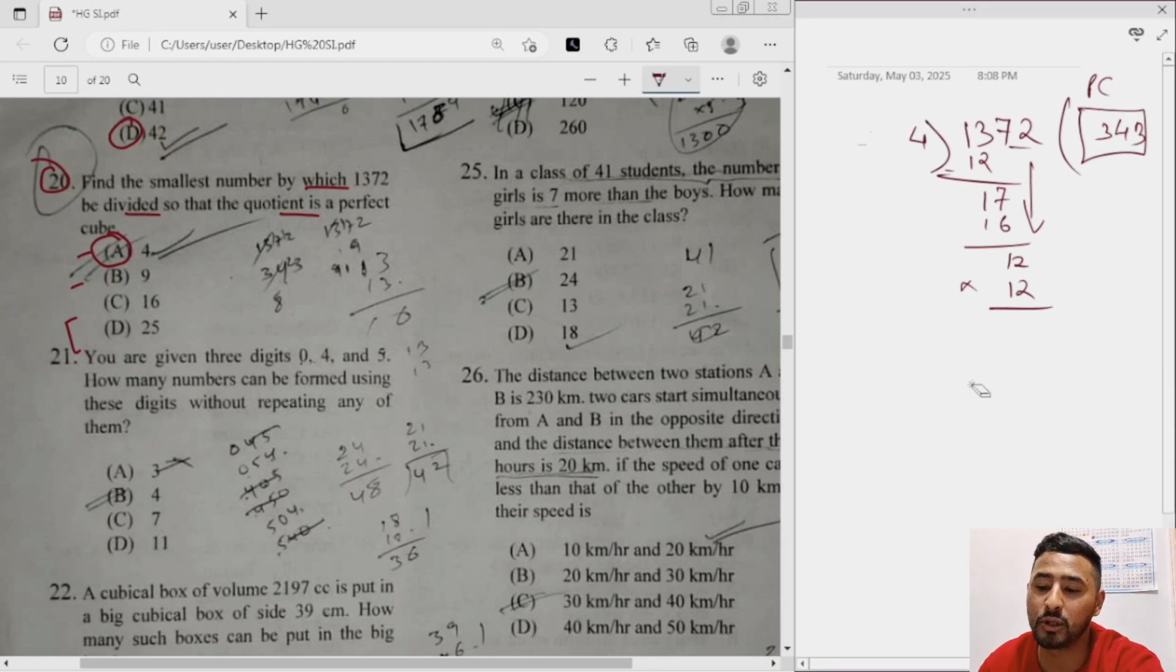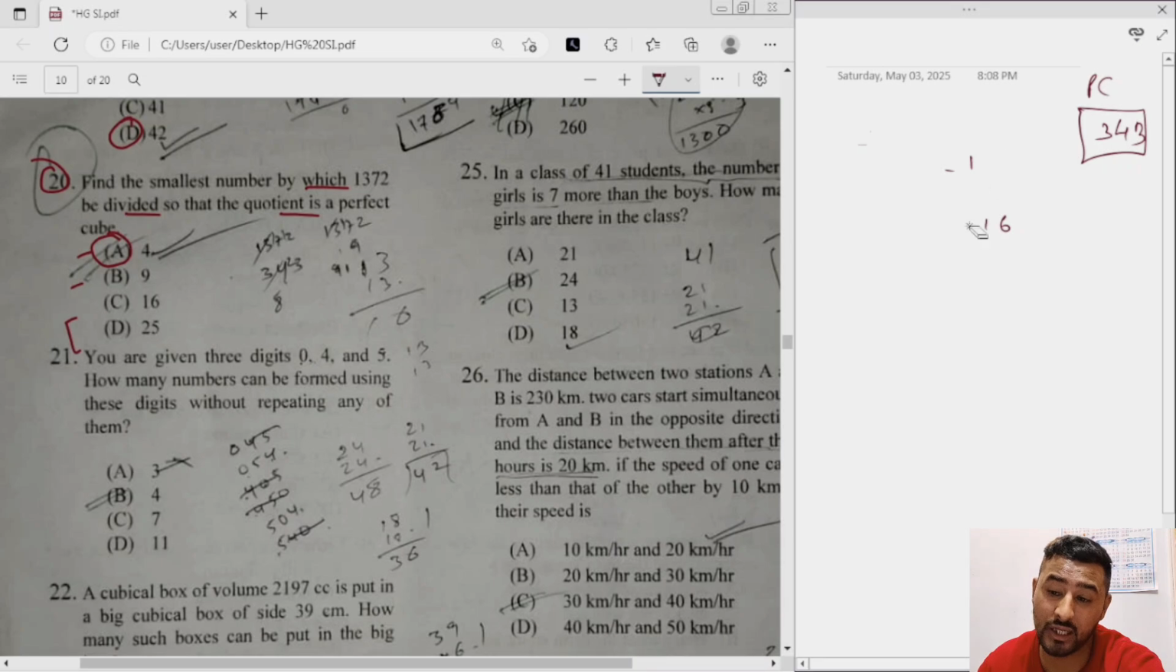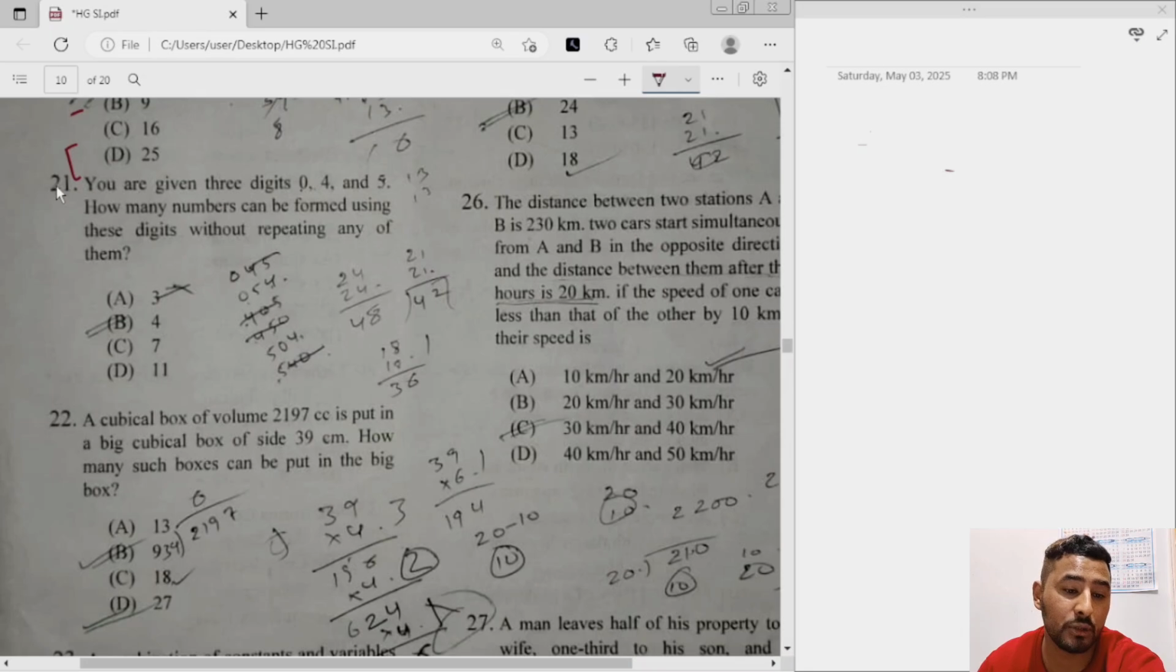See, these are very important for your exam also. So you should prepare all this. Square roots should be by heart. Okay, so let's go to question number 21.